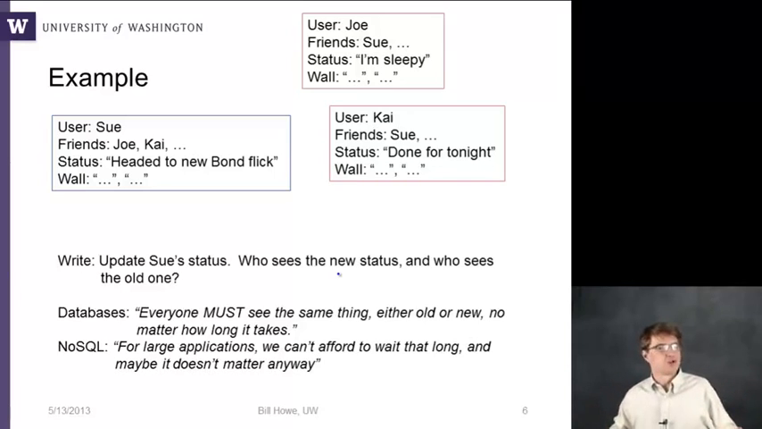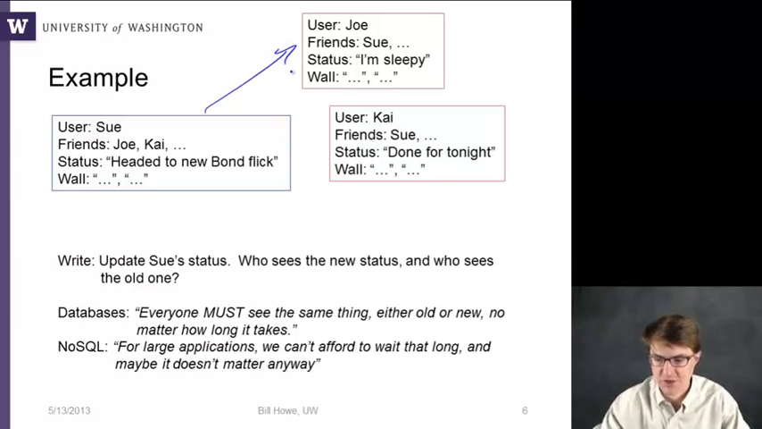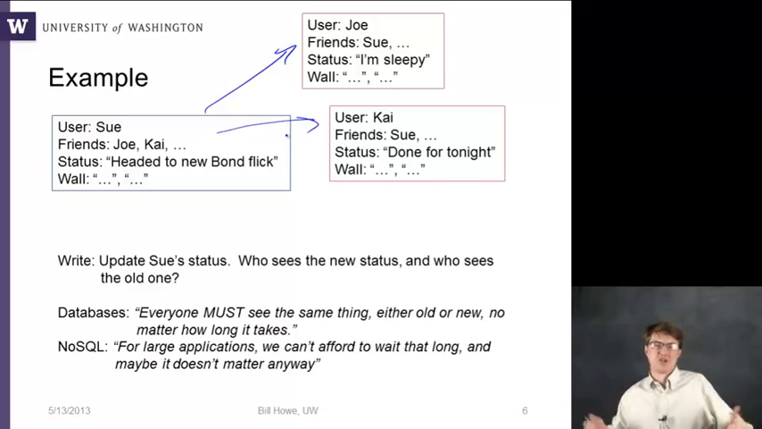Okay. And the NoSQL systems made this observation that said, well, look, for really large applications, we simply can't afford to wait arbitrarily long for this to happen, right? You need status updates to be able to commit and respond so the user can go on and do other things, right? They can't look at an hourglass while the synchronization is still occurring. And then further, the observation is, well, maybe it doesn't matter anyway. I mean, is it really that important that, here, if Sue's friend Joe sees the new status while Kai still sees the old status, maybe who cares, right? As long as Kai eventually sees the new status, maybe that's good enough.